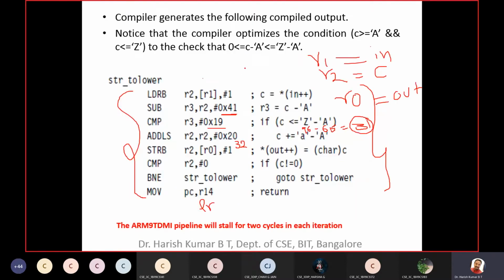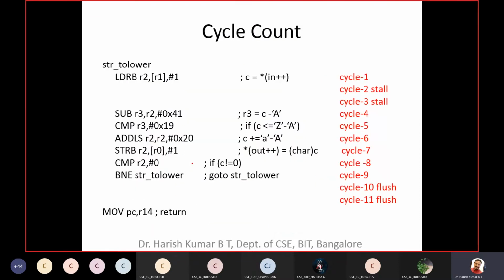Now this program, the assembly code written here, we are scheduling it for execution. So when I'm scheduling it for execution, just observe this LDRB R2, R1, 1. So the output register is R2. Is it used as input in the next statement? Yes. That means the subtract instruction is dependent on LDRB.